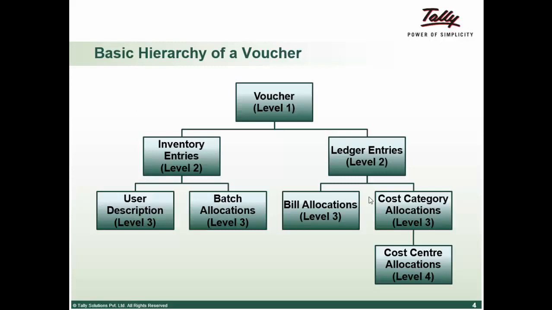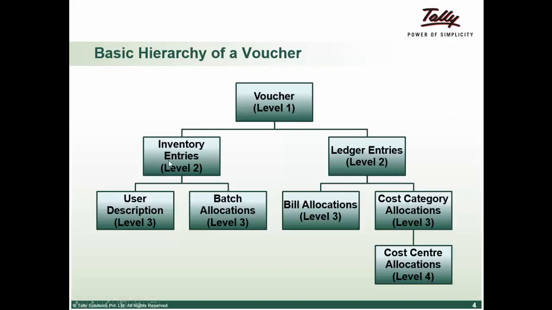Method is what is used to retrieve the data. A sub-collection is a group of sub-objects. 10 such primary objects together make one primary collection. This is one basic hierarchy of a voucher. So when you open your voucher, this is at the first level.